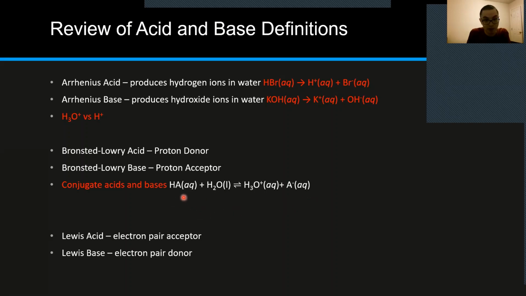So what changed from HA to A-? We lost H+. We lost a proton. So HA donated a proton, and by donating a proton, it became A-. Whereas water, in this example, is the proton acceptor. Water, H2O, accepts a proton and becomes H3O+, or hydronium.